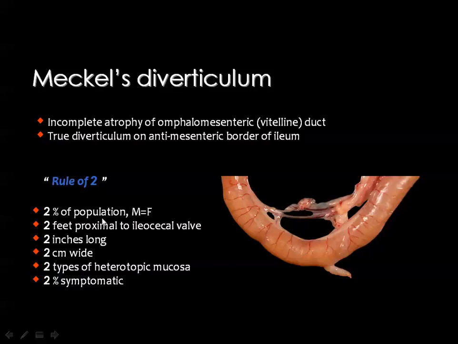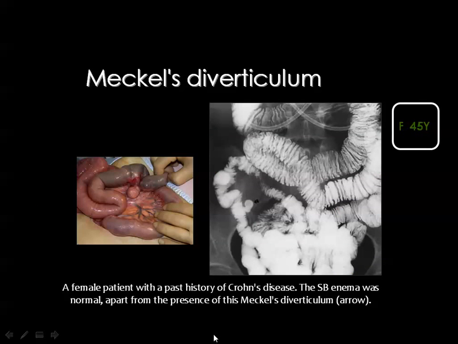2% of the population are affected by Meckel's diverticulum. The diverticulum is present 2 feet proximal to the ileocecal valve. It is 2 inches long and 2 centimeters wide, and there are 2 types of heterotopic mucosa inside the diverticulum, which are the gastric and pancreatic mucosa, and only 2% of the population having this diverticulum are symptomatic.